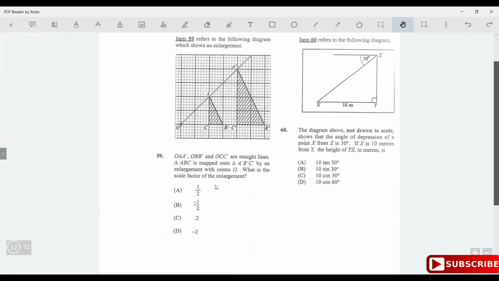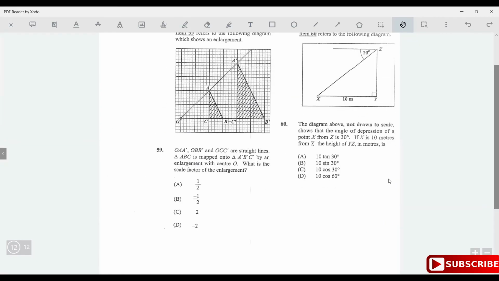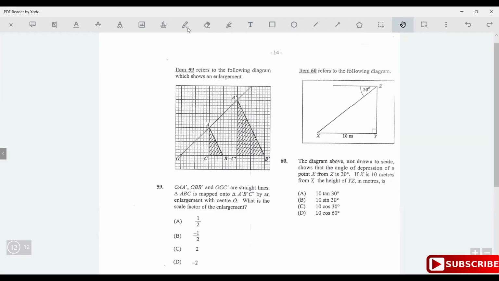Item 59. All right. This asks what is the scale factor. This is a repeat question. We said CB was 2 and C prime B prime is 2, CB is 1. Scale factor is 2 over 1, which is 2. All right, repeat. As you can notice, A prime C prime is 4 units and AC is 2 units. Repeat question, easy.